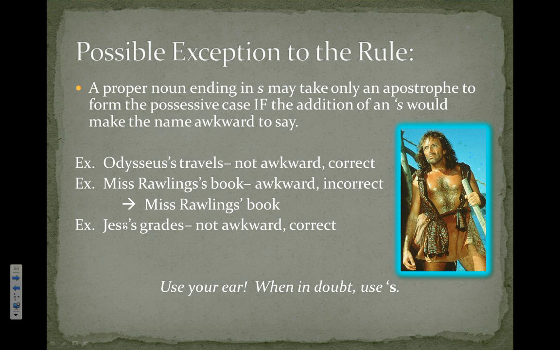And then once again, here's another example. The word Jess, it's a proper noun, it ends in an S. So say it out loud. Jess's grades are awesome. Jess's. We say both S's, so we put apostrophe S. Most of the time, you go ahead and put apostrophe S. Only when it sounds weird will you get away with putting just the apostrophe. Make sure you use your ear. If you're not sure, always err on the side of caution and use the S. Okay? And this exception only applies to proper nouns. So you might want to highlight that in your notes.